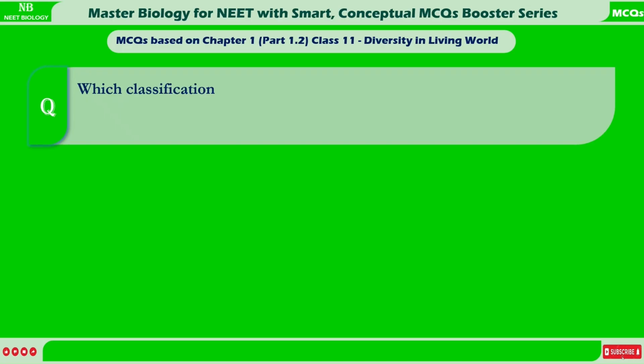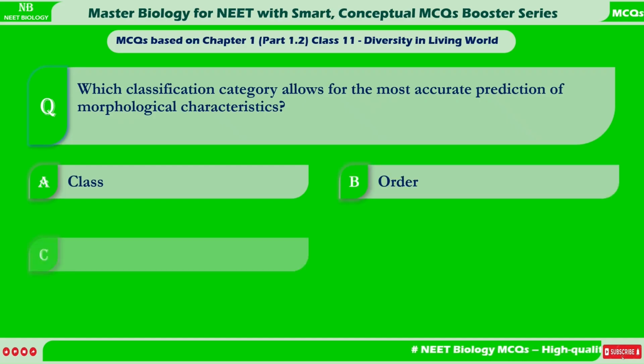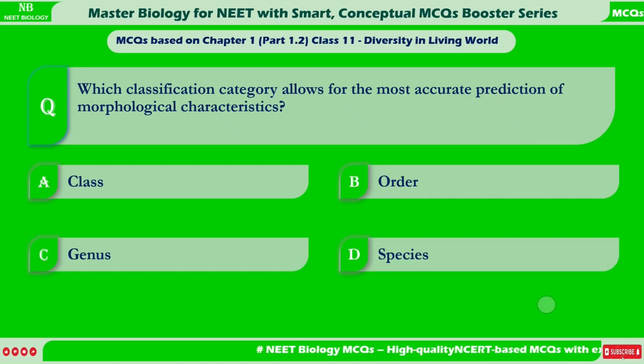Which classification category allows for the most accurate prediction of morphological characteristics? A. Class. B. Order. C. Genus. D. Species.